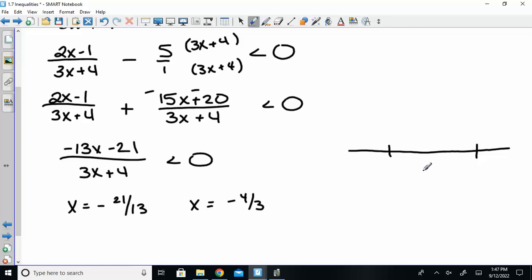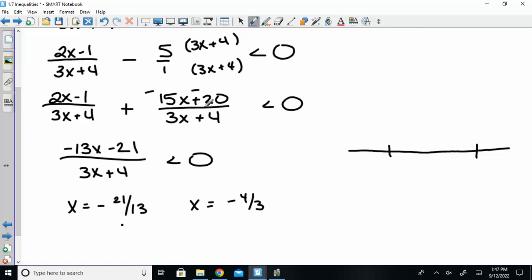All right. So which one's smaller? Type them in and get a decimal if you don't know. So just divide them out. The negative 21 over 13. What's that as a decimal? 1.6.